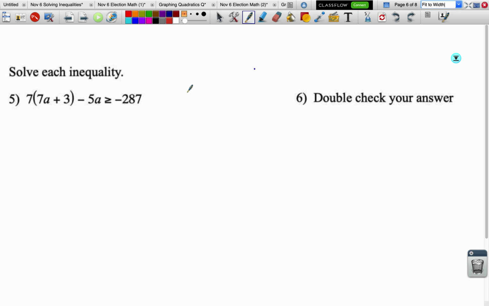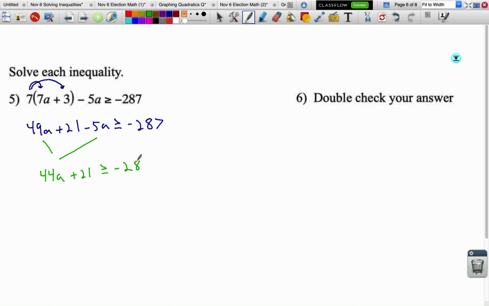All right, so I've got some parentheses. That's the first thing I want to deal with. Let's distribute in that 7. And I get 49a plus 21 minus 5a is greater than or equal to negative 287. We'll combine like terms. The 49a and the negative 5a both have an a, so that makes them like terms. So they become a 44a. Just add those coefficients. Plus 21 is greater than or equal to negative 287.